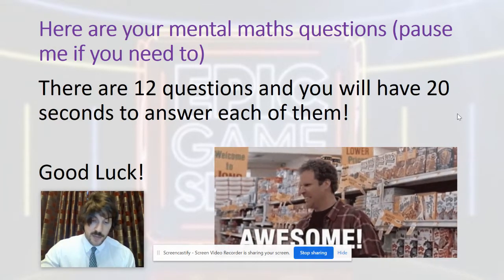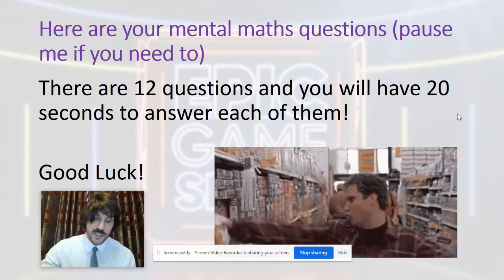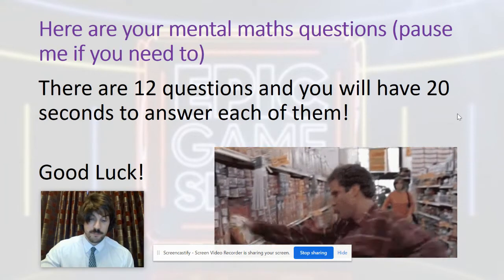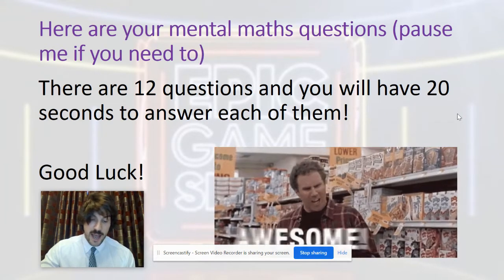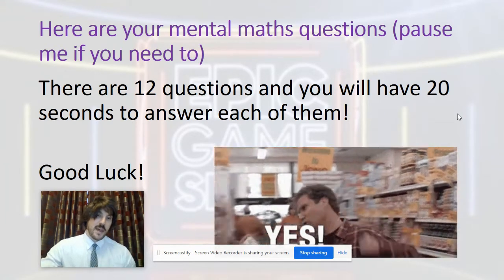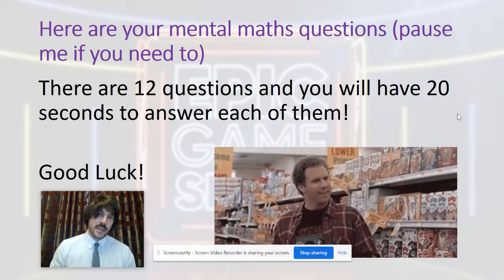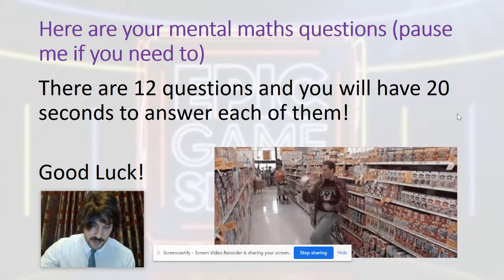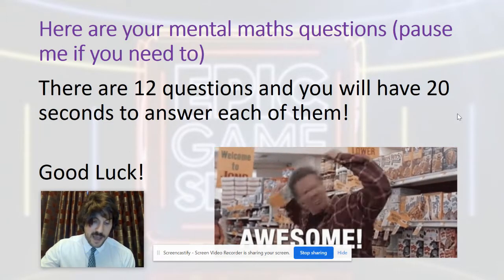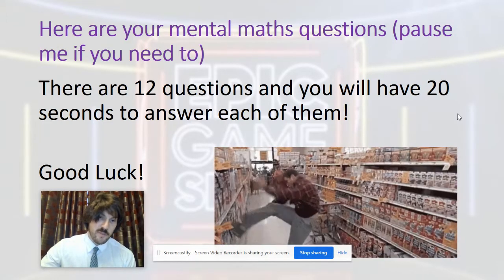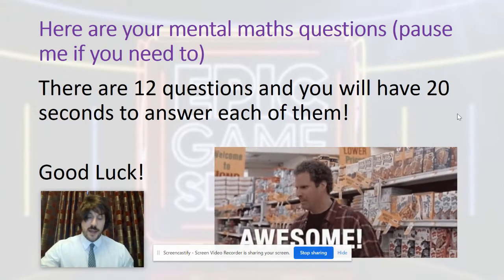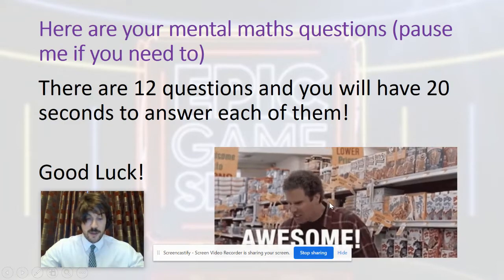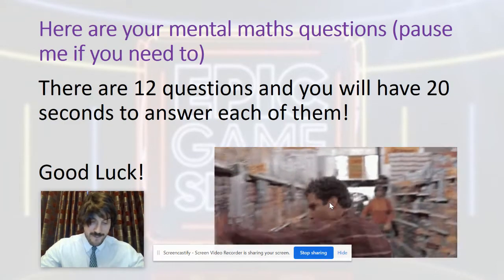Number nine, the two numbers you needed to add together to make 62 were 38 and 24. Number 10, how many sides does a hexagon have? Hex has got an X in it, so has hexagon, and so has 6. Hexagon has 6 sides. Number 11, a magazine costs £1.35. How much for 2? The answer is £2.70.